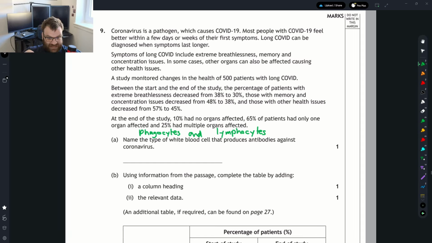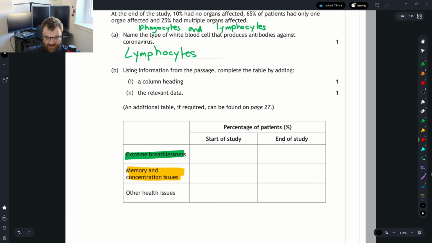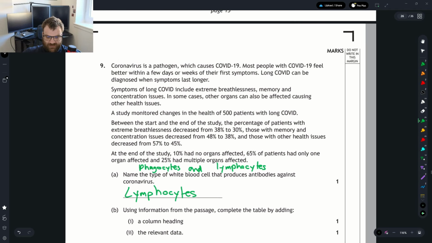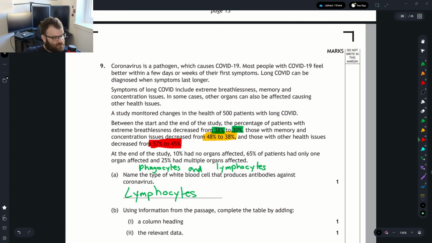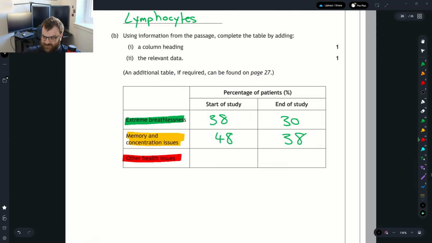Moving on to the next one, we have to complete a table. And percentages at the start and the end. So let's go for a wee colour coding to hopefully help us work our way through it. So extreme breathlessness decreased from 38 to 30. Let's deal with that one first. 38, 30. Memory and concentration decreased 48 to 38. And our other health issues is there. That's alright. So 57 to 45 for that one.